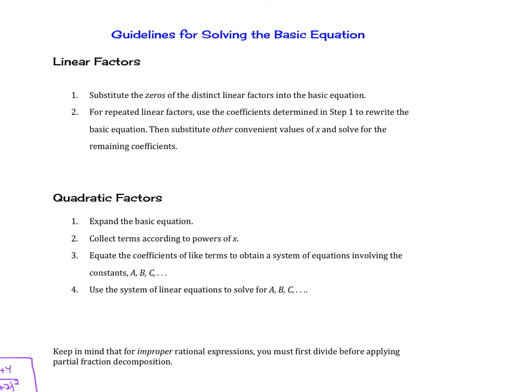Last, here are just some guidelines for solving the basic equation. So for linear factors, you're going to substitute the zeros of the distinct linear factors into the basic equation. For repeated linear factors, use the coefficients determined in step 1 to rewrite the basic equation. Then substitute other convenient values of x and solve for the remaining coefficients. For quadratic factors, you're going to expand the basic equation, then collect terms according to powers of x. Equate the coefficients of like terms to obtain a system of equations involving the constants A, B, and C, and so forth. Then use a system of linear equations to solve for those variables.